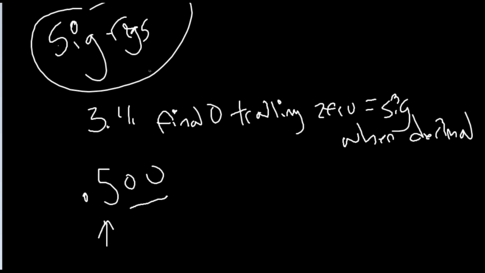But this isn't useful if you have something like 003150, right? Because this doesn't tell us anything. These two don't tell us anything. Therefore, there's only 4 sig figs here.